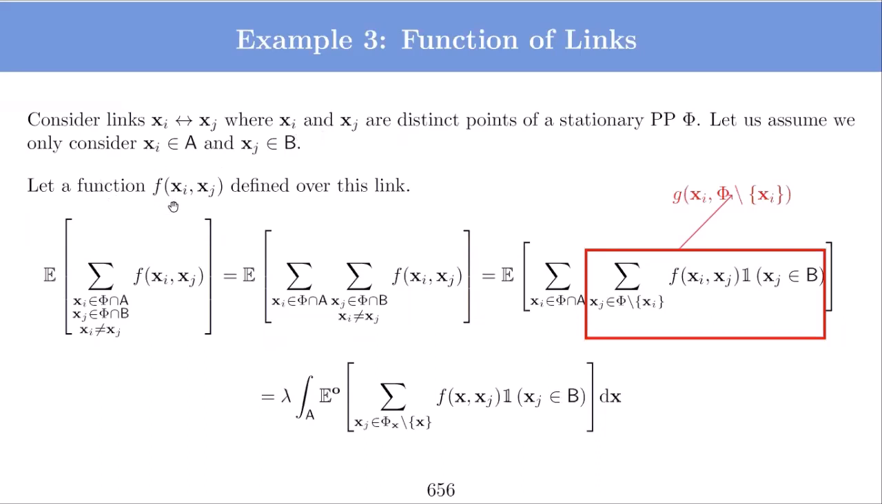Let f(xi, xj) be a function defined over this link. So this is a function of a link, right? It takes two inputs, the first endpoint and the second endpoint, and gives you something. So what can be an example of such a function? It can be just the link distance, right? So it will be the norm of xi minus xj, or some function of that.